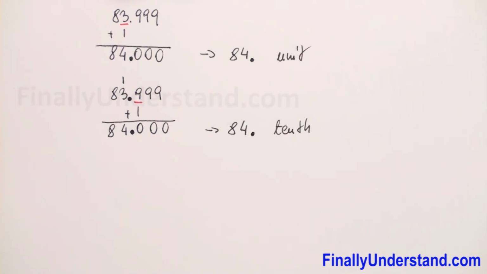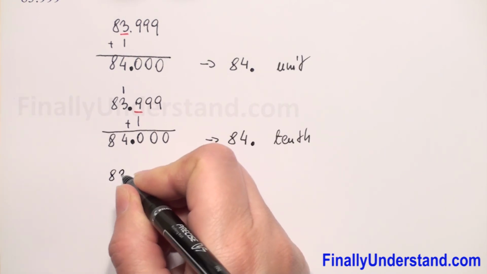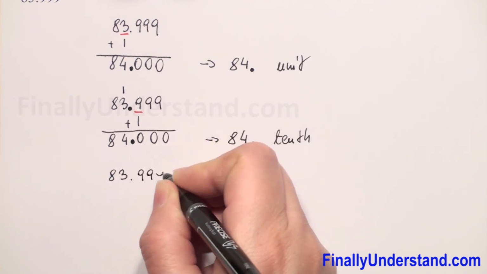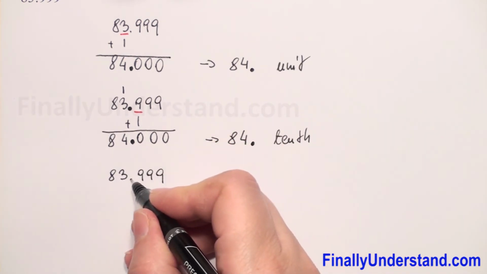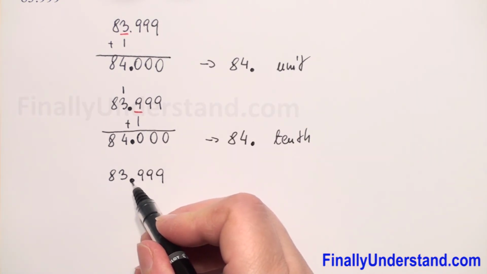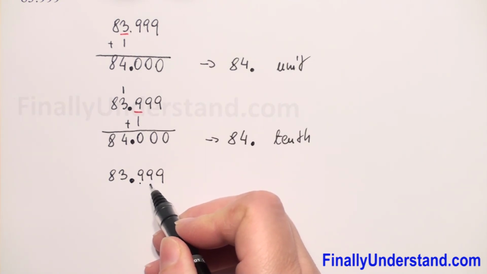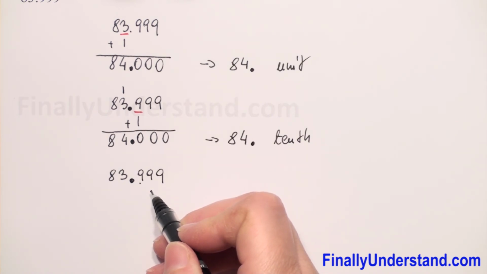Next, we have to round to the nearest hundredth. So let me copy our number again, 83.999. First we need to find where the hundredth is. First, after the decimal point we have tenth. Next is hundredth. If you have a problem with finding hundredth, tenth, ten-thousandth and so on, you can print the place value chart from the Finally Understand website and use it.